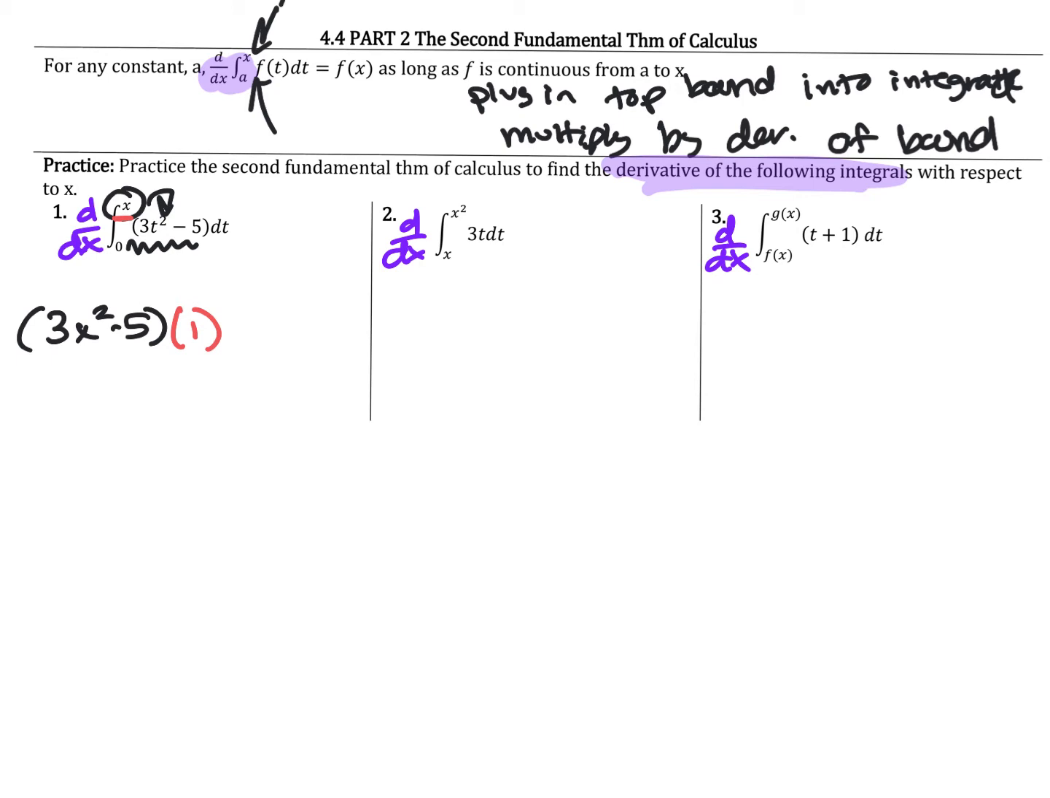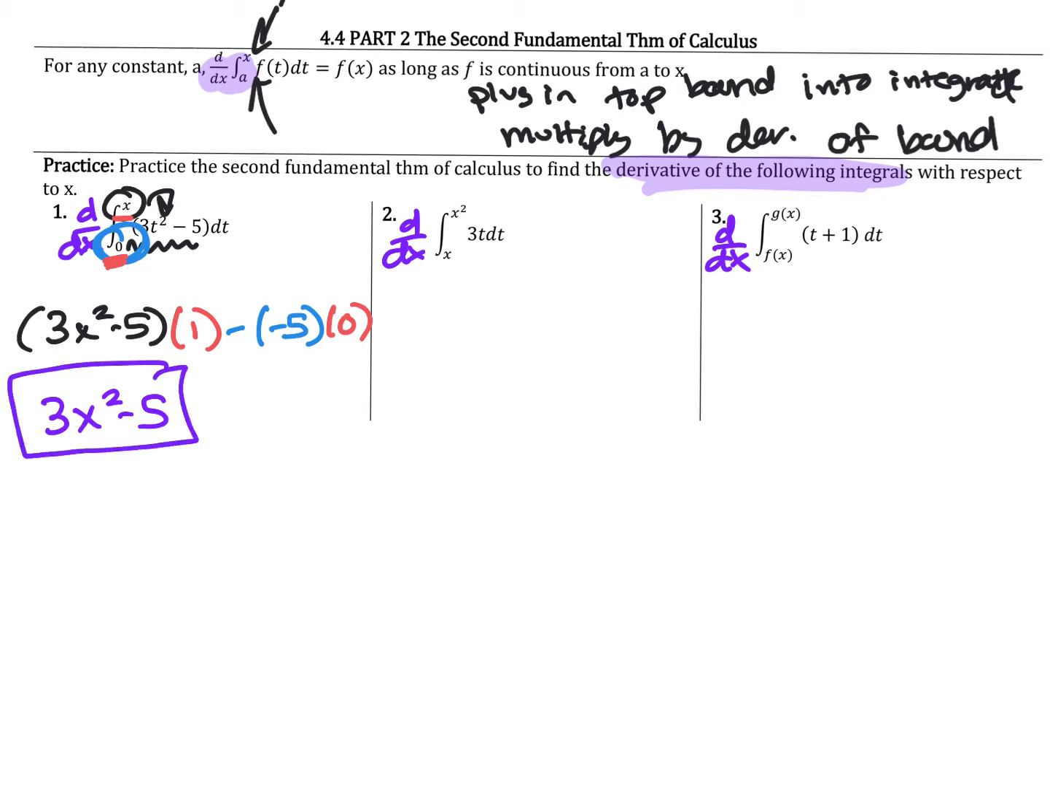Now I've dealt with the upper bound, I'm going to deal with the lower bound. I'm going to plug in the lower bound, which is 0. So this is going to become 3 times 0 squared minus 5. That's just going to be negative 5. And then I'm going to multiply that by the derivative of 0. Well, the derivative of 0 is just 0. And then we're going to simplify what's left. This is just 3x squared minus 5, even if I multiply by 1, minus 0 times 5 is still 0. So this is going to be our final simplified answer.